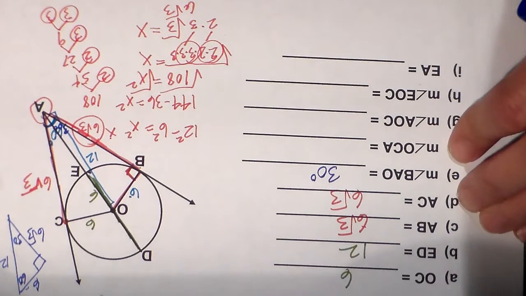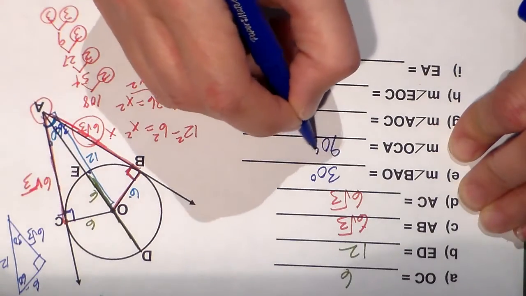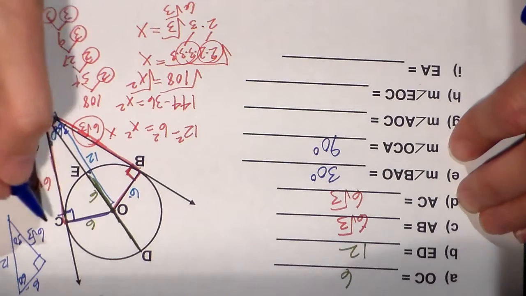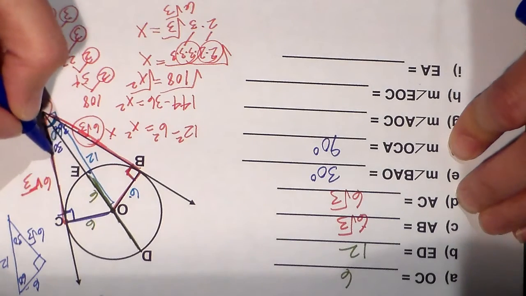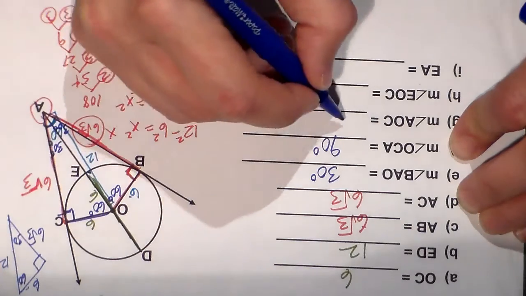Okay? Then we've got OCA. Well, OCA is easy. What should that be? 90, because it's a radius and a tangent. And then we've got AOC. Well, if this is 30 and that's 90, AOC has to be 60. These are both 60s.